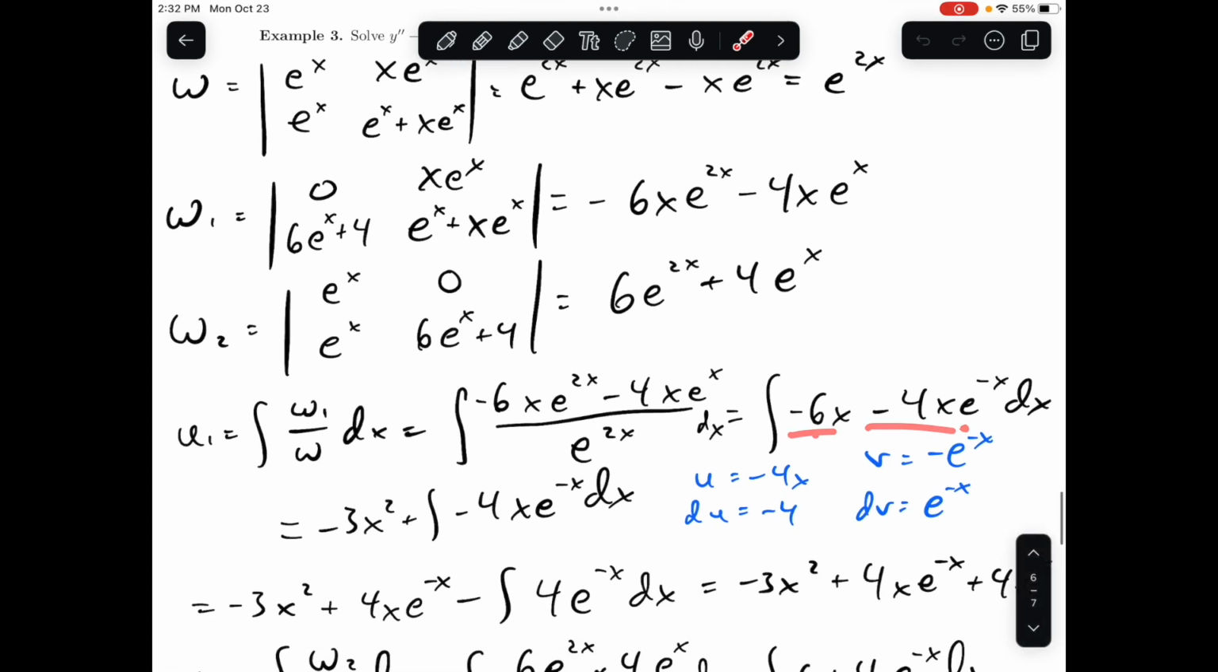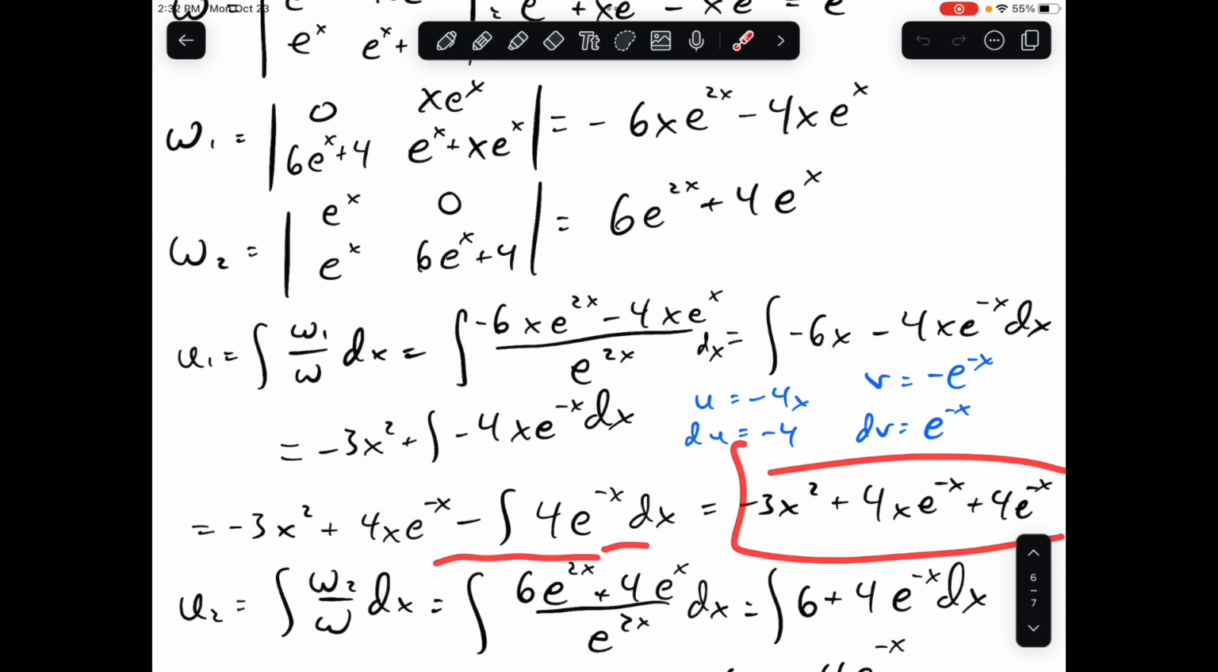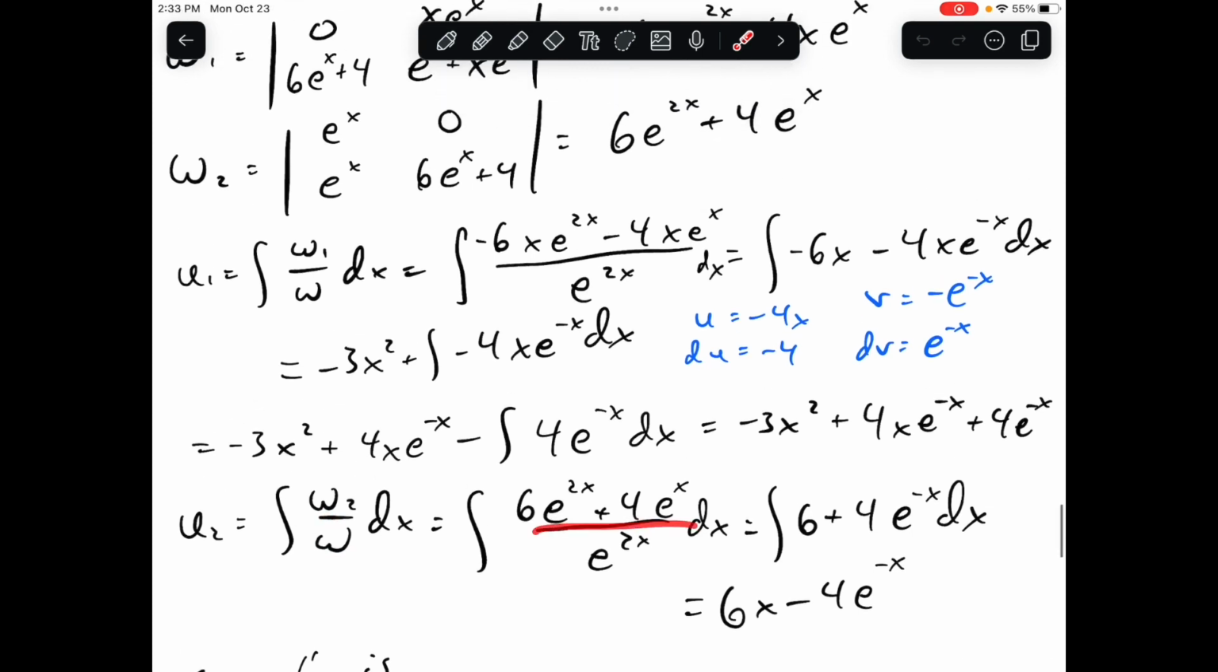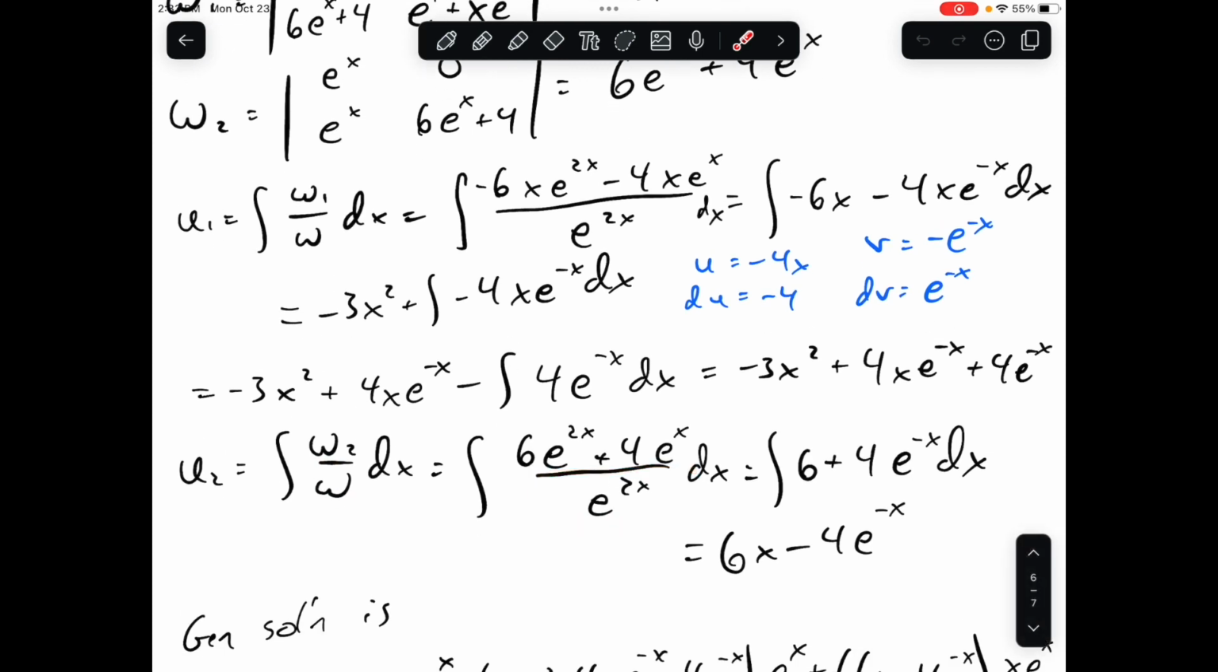You can integrate negative 6x as just negative 3x squared. And then this 4x e to the negative x thing over here, you could just do an integration by parts. So set u equal to negative 4x and dv equal to e to the negative x, and then do integration by parts, and you should be able to integrate it just fine. U2 would be the integral of W2 over W, which when you simplify this would just be 6 plus 4e to the negative x, which simplifies as 6x minus 4e to the negative x.